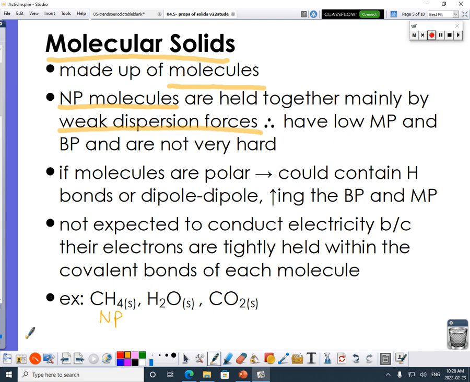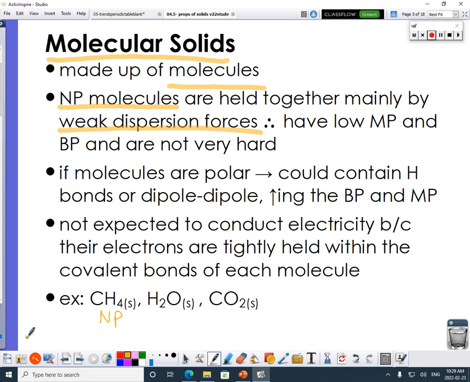So something like solid methane. And even the idea behind that, you're like, what, Ms. Todd? We don't think of it as a solid. We think of it as a gas. And yes, because it has such weak forces that it's super easy to get it to change into a gas.